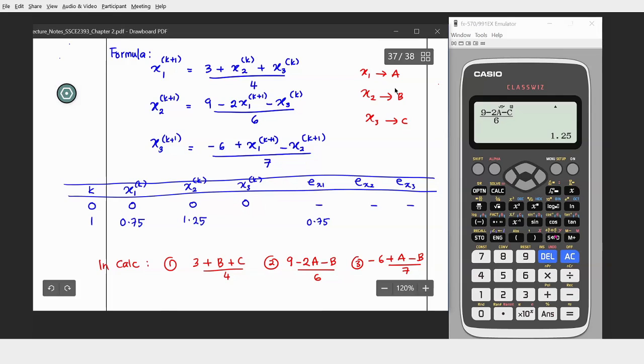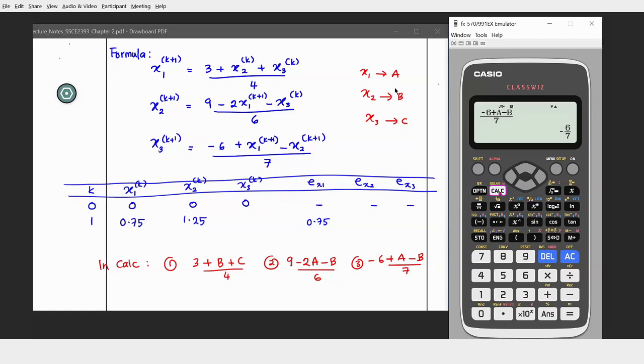Okay, now, look for the x3. x3 comes from equation number 3 here, negative 6 plus x1 minus x2 over 7. So we find this one, okay, this one. This is correct, A and B, alright. So now use the calculate button.